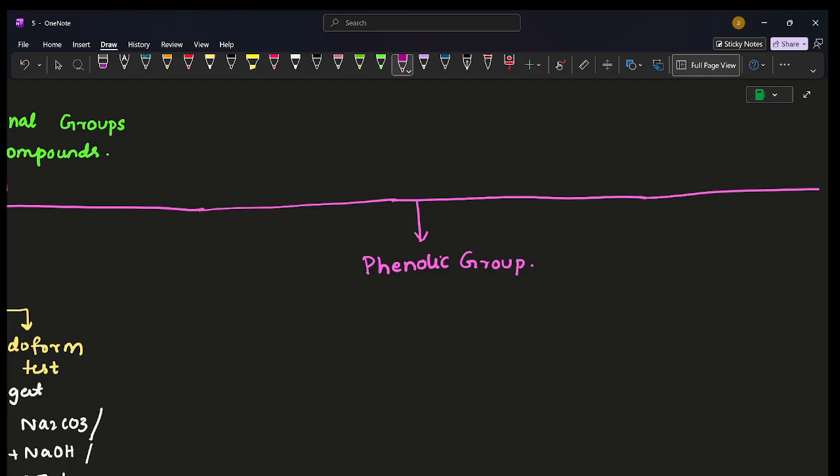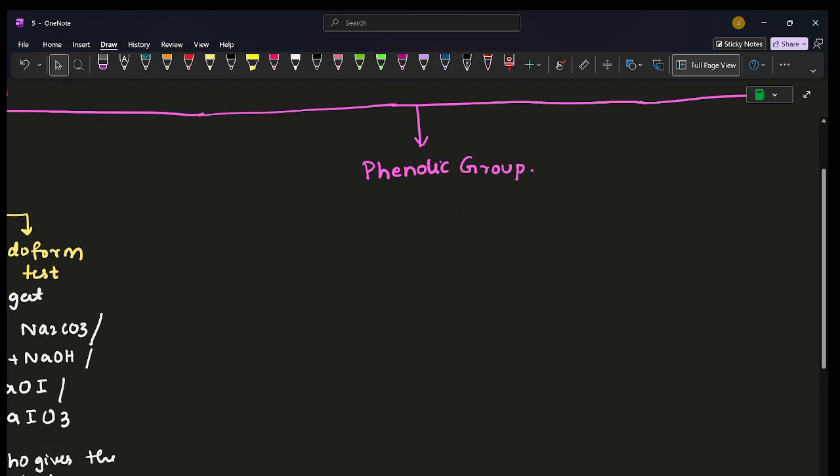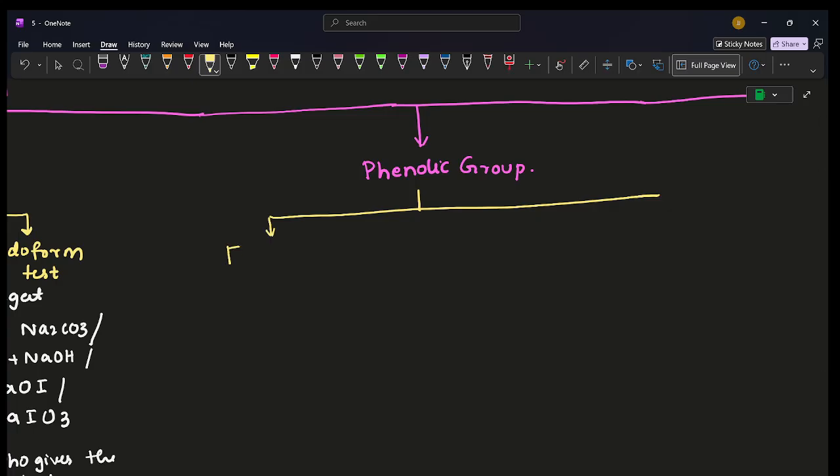So with respect to phenols, there are two reactions. You have the ferric chloride test and you have the phthalein dye test. Both are also awesome. Okay.